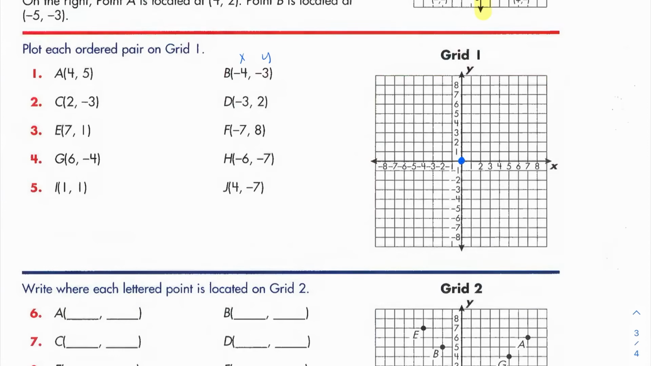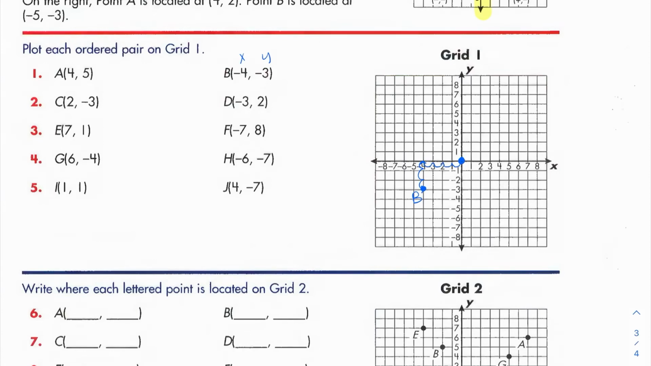Let's count. 1, 2, 3, 4. Then we will move down 3. 1, 2, 3. Which brings us to the location of the point negative 4, negative 3. This is the point B, so we will need to label it as B. Now I would like you to go back and do point A and then points C through J, and then we will come back together and do the final section.